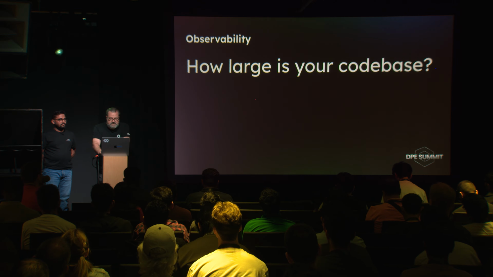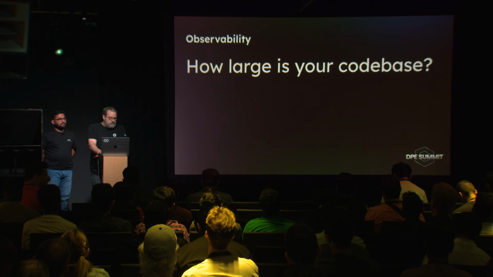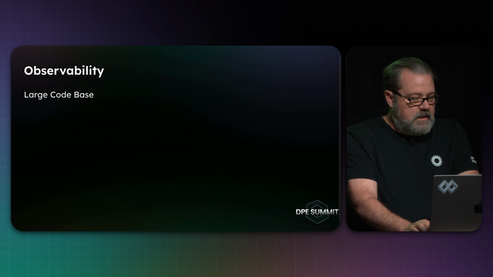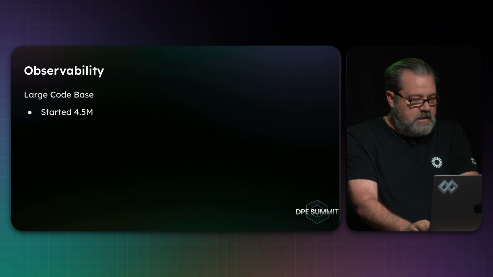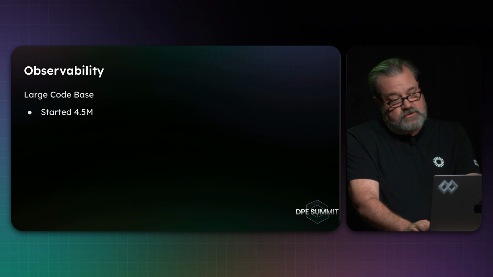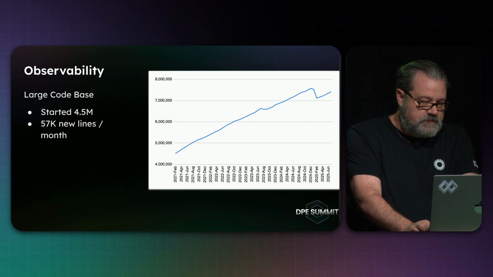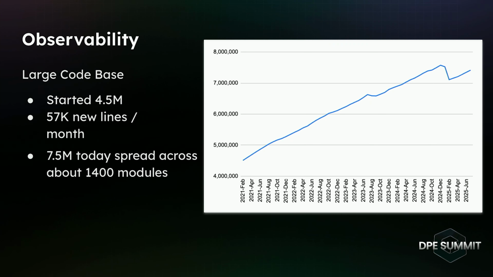Just to give a sense for the scale that we're dealing with, our code base is quite large, but it's not record breaking. So what do we mean by a large code base? When we started our team in 2021, we had about 4.5 million lines of code, and we add about 57,000 new lines every month. So we wind up with about 7.5 million lines today.